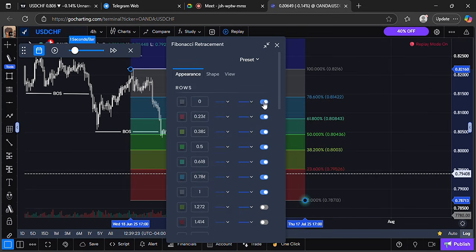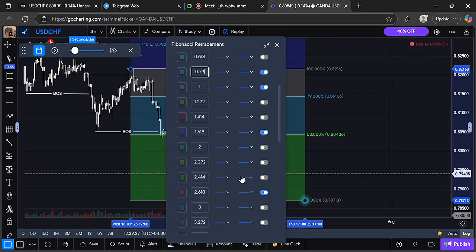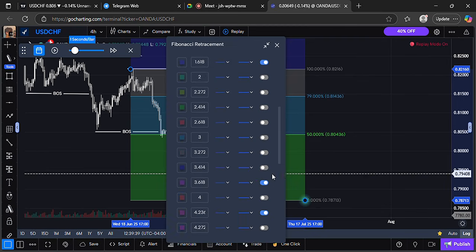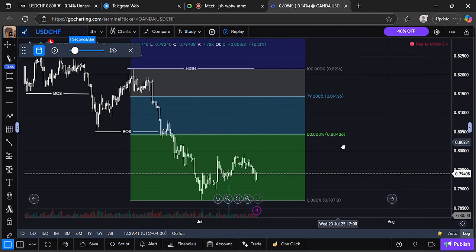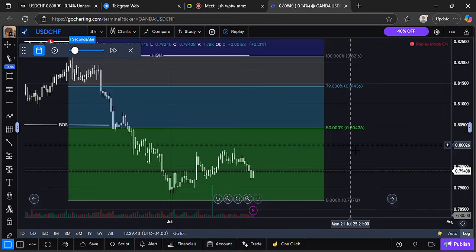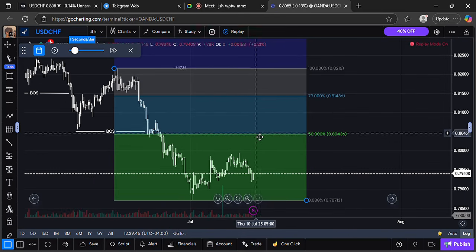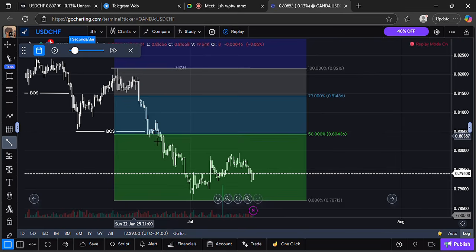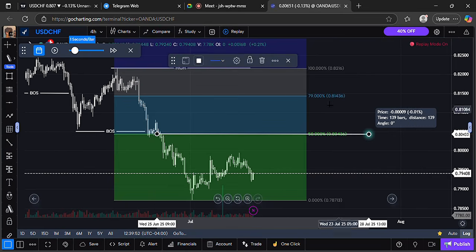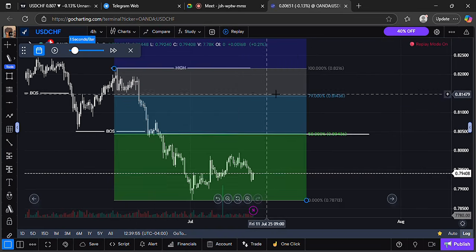Where's the setting? Turn this off, turn this off. This should be 0.79. 0.79. So that's all, I think. Just on this, and this too. So now what you will look for is a supply zone above the 50%. Here is our 50%. Let me just delete it.